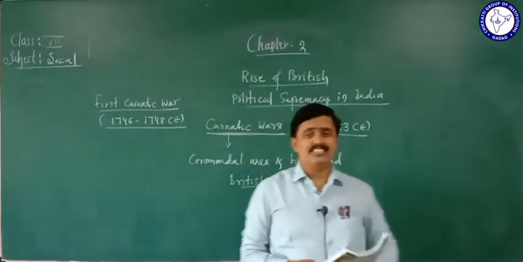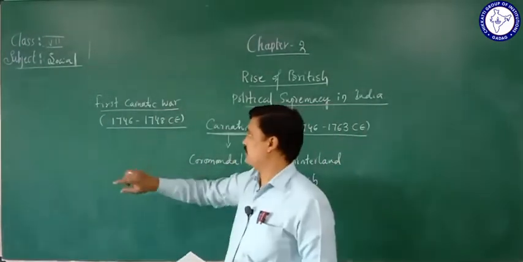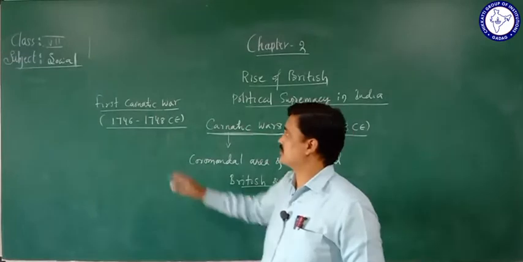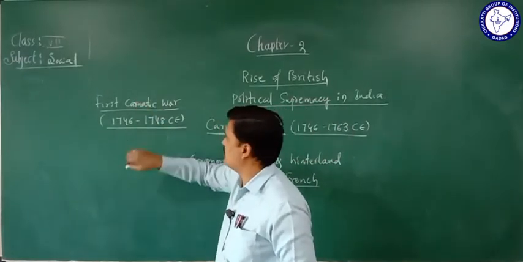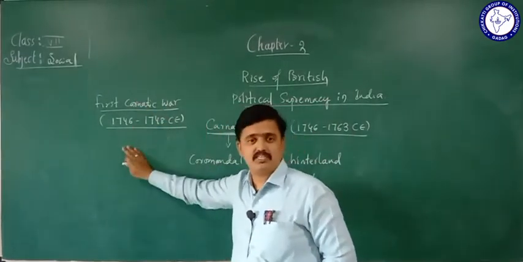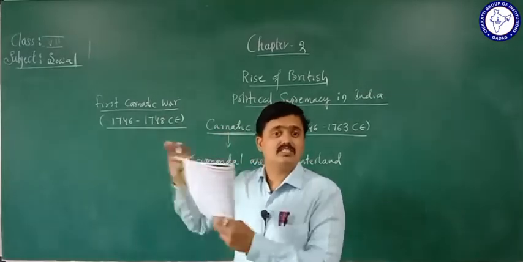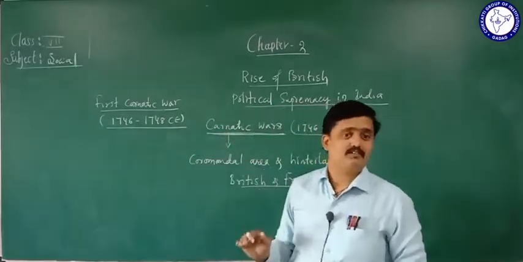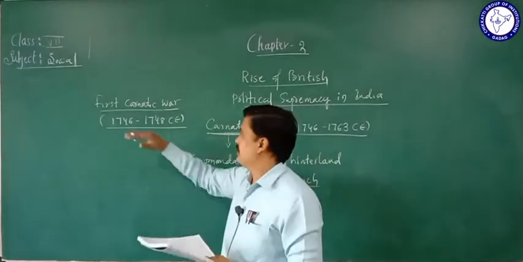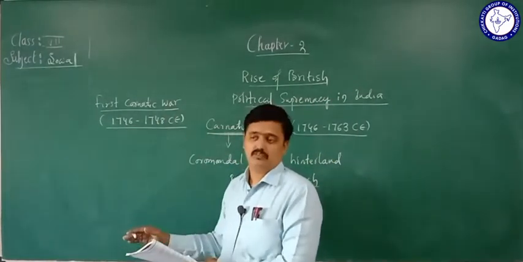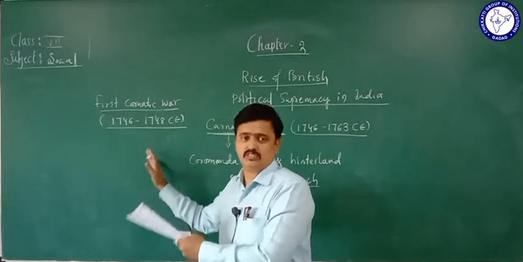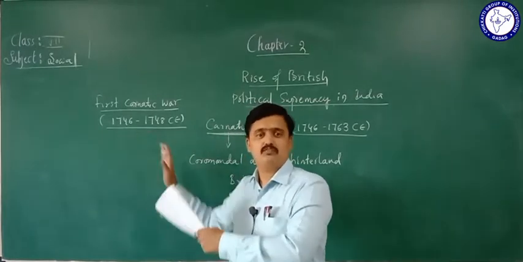Then what were the reasons? I have already told you. Between whom did this war happen? Between the British and the French, to have trade monopoly over South India. Because of that reason the wars started between the British and the French.